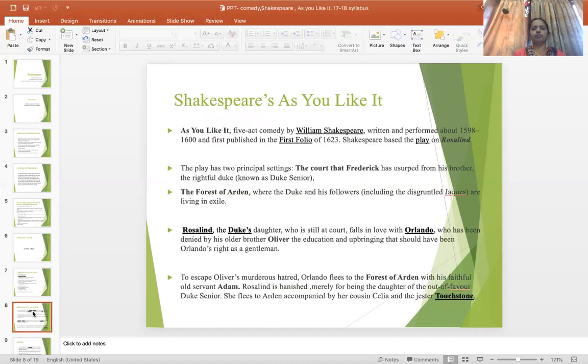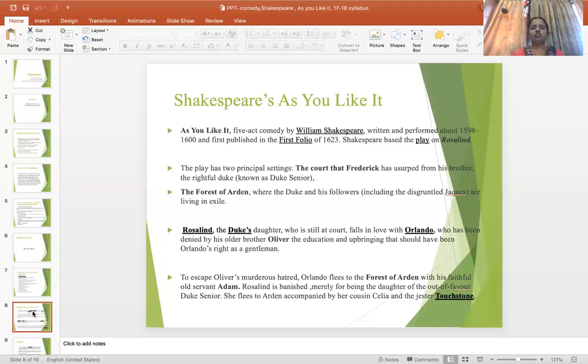Shakespeare's As You Like It. As You Like It is a five-act comedy by William Shakespeare, written and performed about 1598 to 1600, and it was published in the First Folio of 1623. Shakespeare based the play on Rosalind. The play has two principal settings: the court that Frederick has usurped from his brother, the rightful duke known as Duke Senior, and the forest of Arden, where the duke and his followers, including disgruntled Jacques, are living in exile.